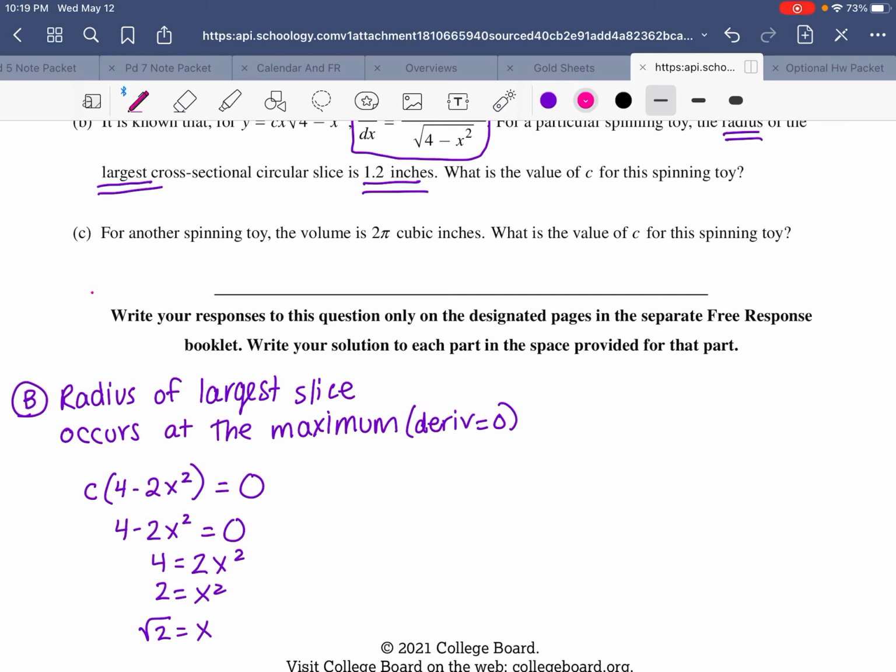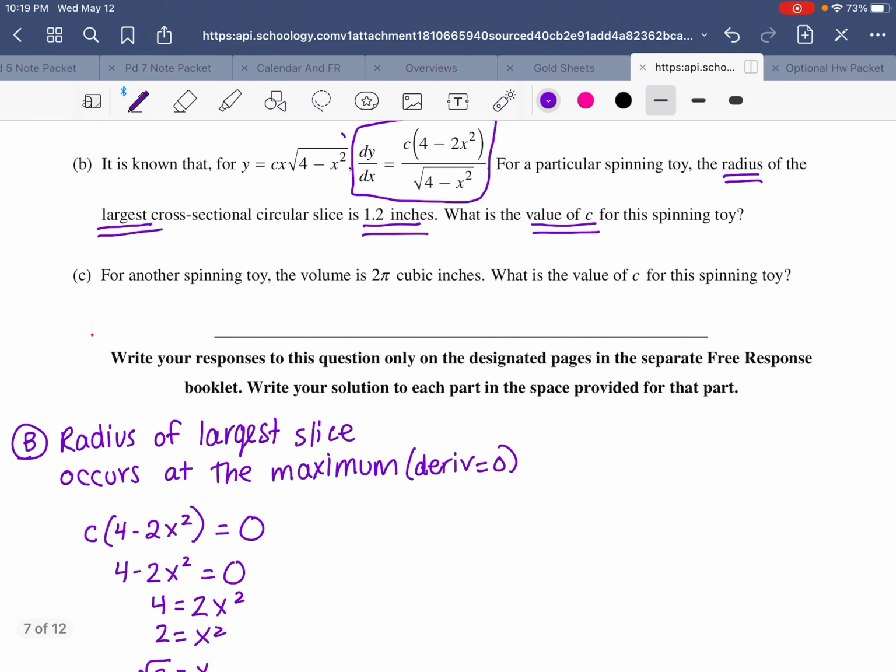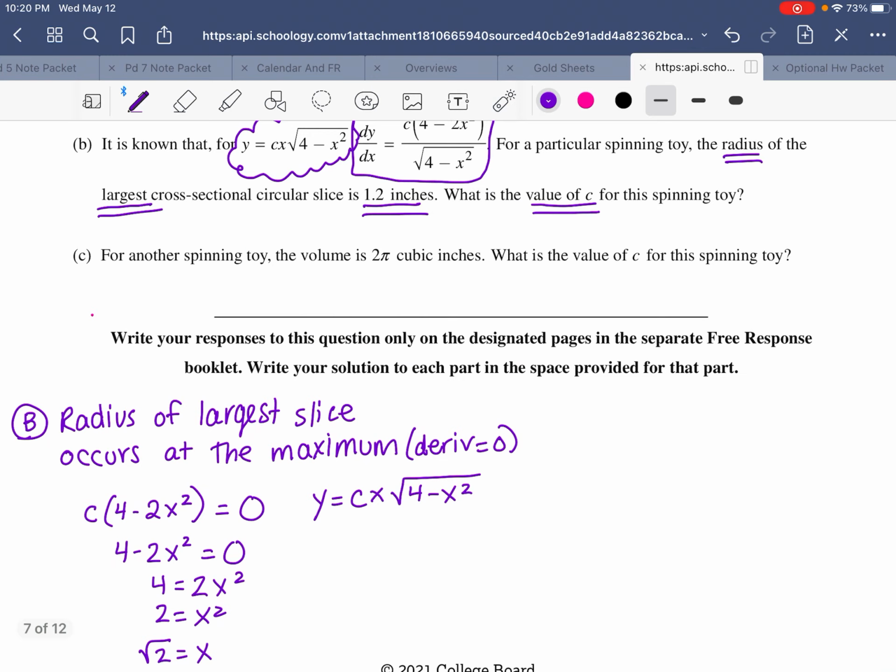Now, that's not really what they asked us. What they asked us to do was find the value of c. So at this point, we need to go into this equation, which says y equals, I'm just recopying it. And I'm going to start plugging in values that I know. I know 1.2 is my y value. That was my highest point.